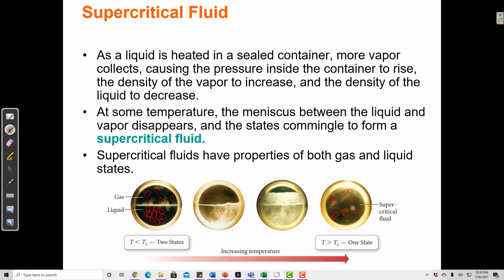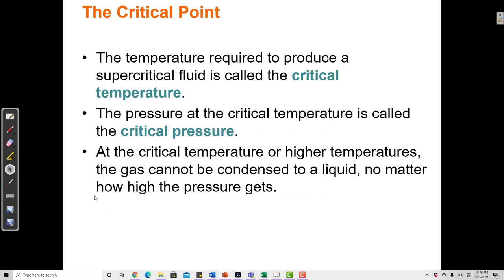It's both at the same time, because these are liquids, because they're condensed, they're stuck to each other, but these small drops of liquid act as a gas because they bounce off of each other. This is actually one state called a supercritical fluid. And the critical point is the temperature required to produce a supercritical fluid. The temperature required to produce a supercritical fluid is called the critical temperature, and the pressure at the critical temperature is called the critical pressure, and the critical temperature and pressure is called the critical point.